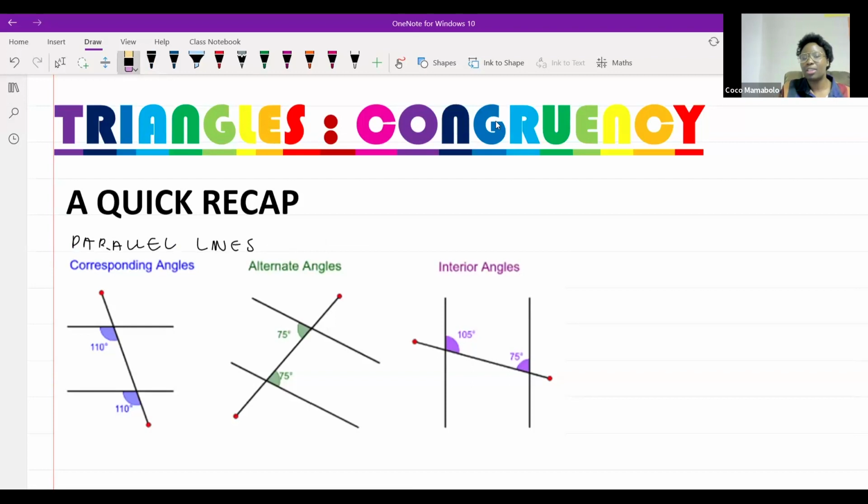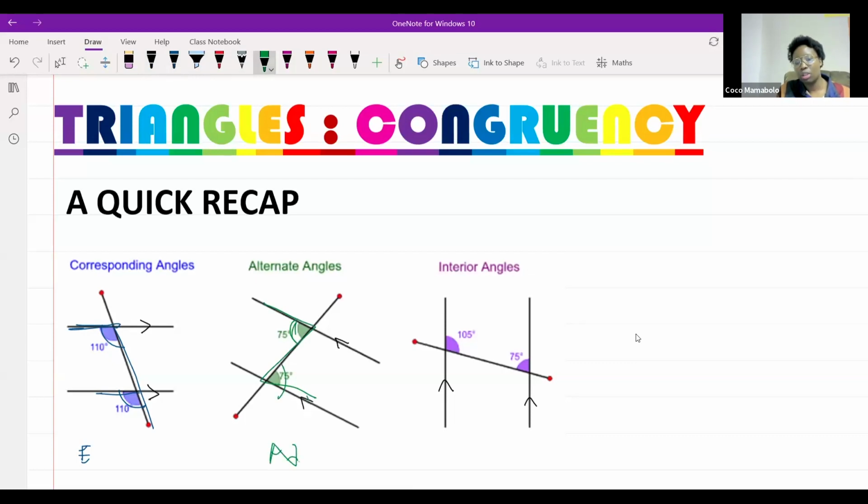Now, let's remind ourselves quickly what our fun angles actually are. Remember, we need to make sure that we have parallel lines in order to use fun angles. In this first one over here, this is an F for corresponding. Over here, I've got an N. You can see if I use my two parallel lines, that gives me an N like that.